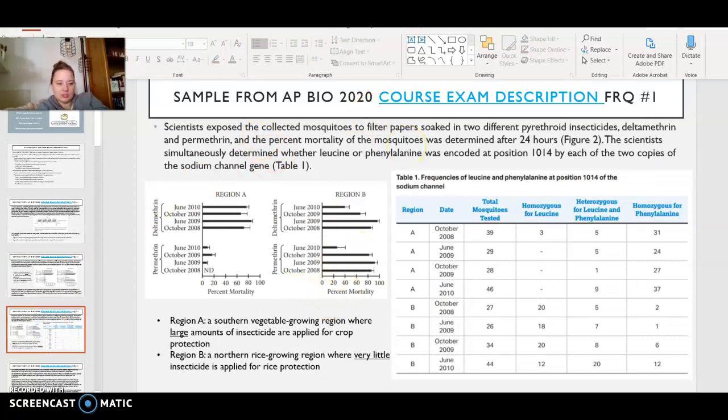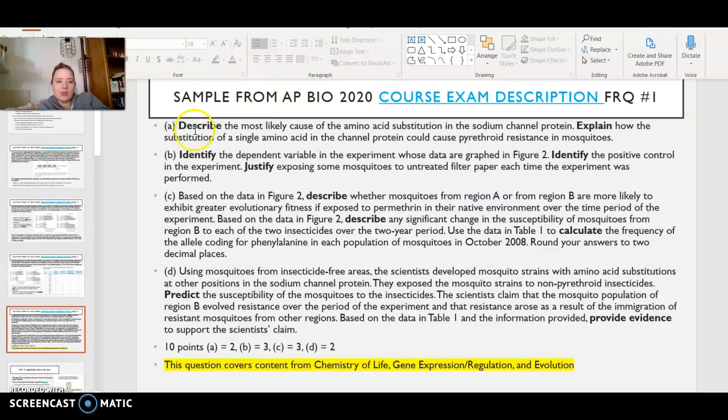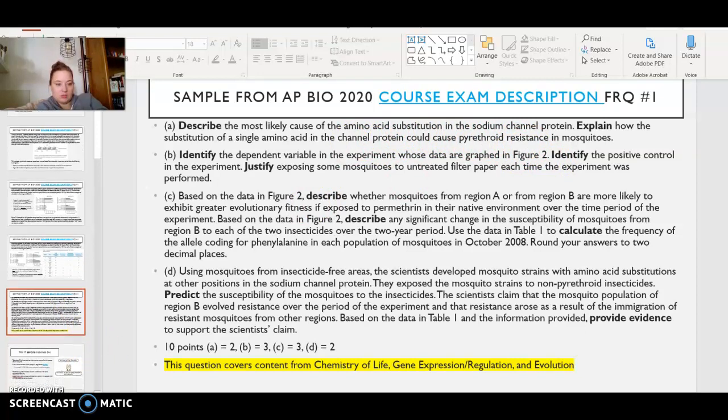Okay, so the questions. A. Describe the most likely cause of the amino acid substitution in the sodium channel protein, and explain how the substitution of a single amino acid in the channel protein could cause this insecticidal resistance in mosquitoes. So let me go down here.